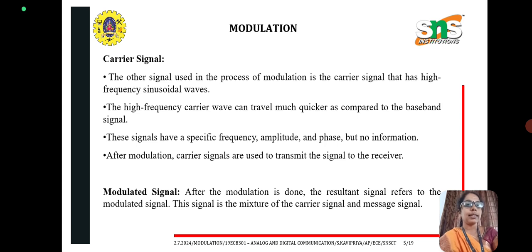And next is the carrier signal. The other signal used in the process of modulation is the carrier signal, which has a high frequency. The high frequency carrier wave can travel more quickly as compared to the baseband signal. This signal has a specific frequency, amplitude and phase, but it does not contain any information. After modulation, carrier signals are used to transmit the signal to the receiver. The modulated signal is the signal after modulation. The signal is a mixture of the carrier and the message signal.